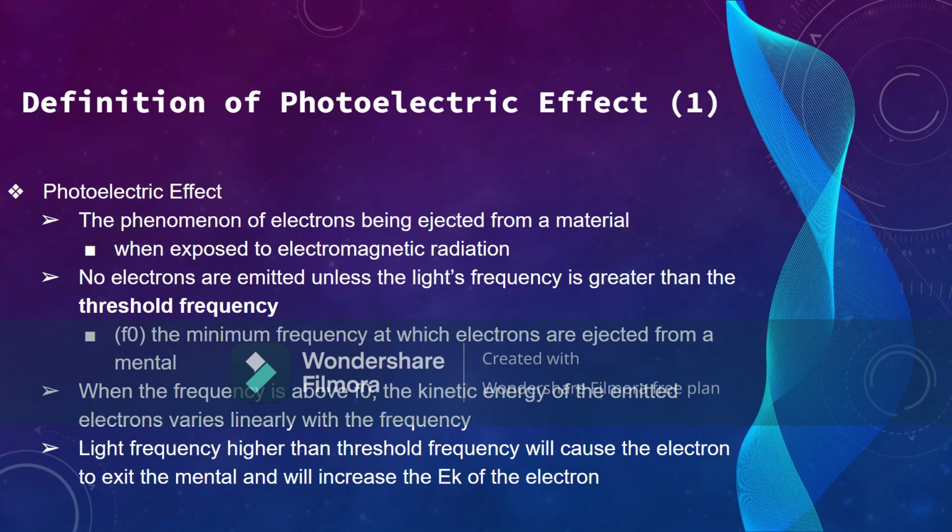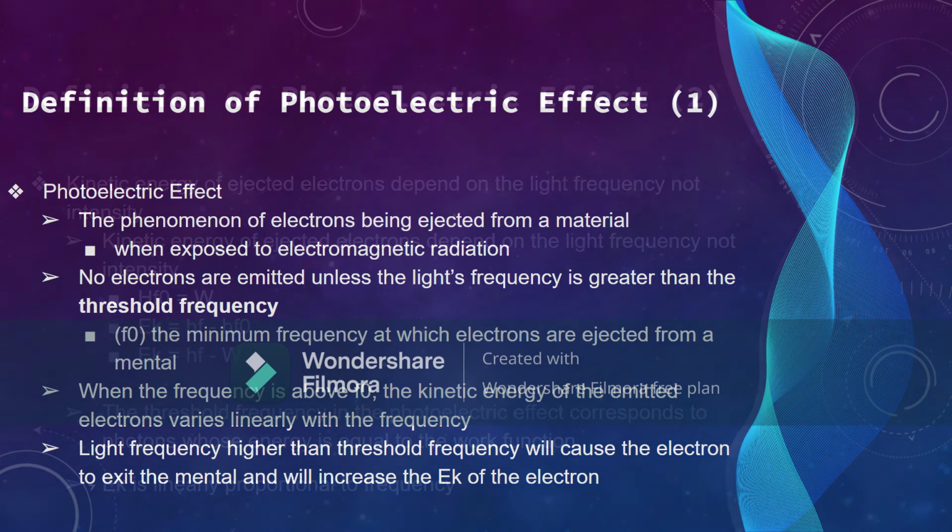Definition of the photoelectric effect, part 1. The photoelectric effect is the phenomenon of electrons being ejected from a material when it is exposed to electromagnetic radiation. No electrons are emitted unless the light frequency is greater than the threshold frequency, f0, the minimum frequency at which electrons are ejected from the metal. When the frequency is above f0, the kinetic energy of the emitted electron varies linearly with the frequency. Light frequency higher than the threshold frequency will cause the electron to exit the metal and will increase the EK, which is the kinetic energy of the electron.